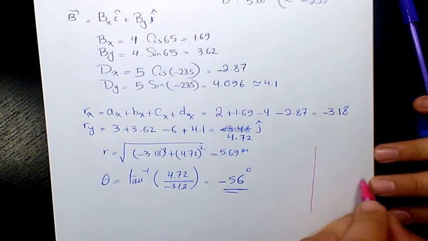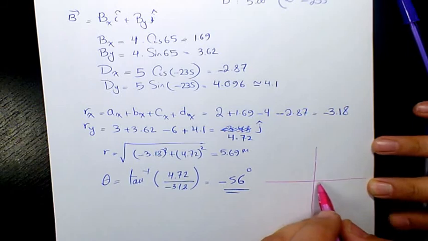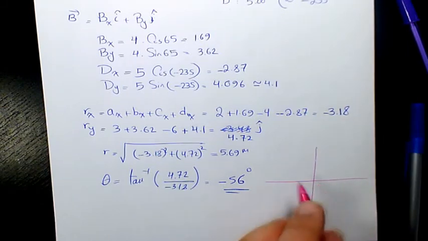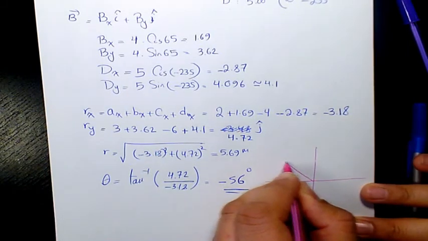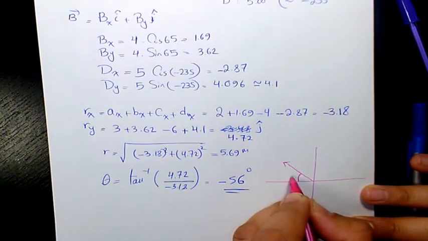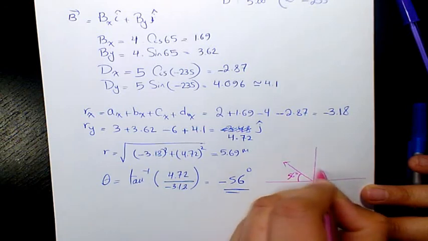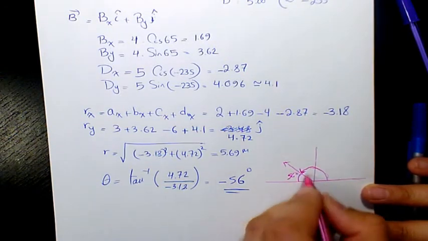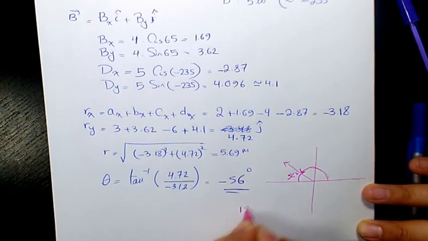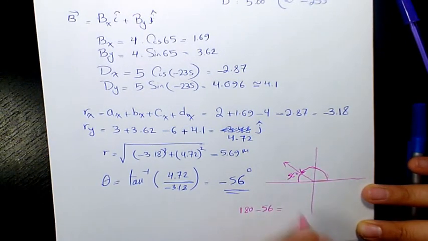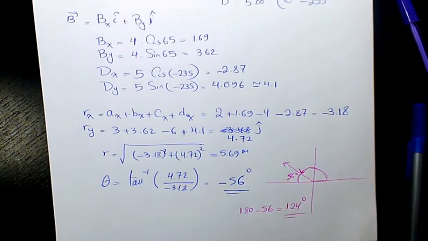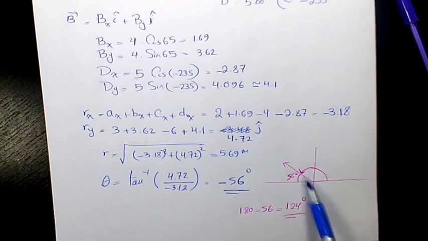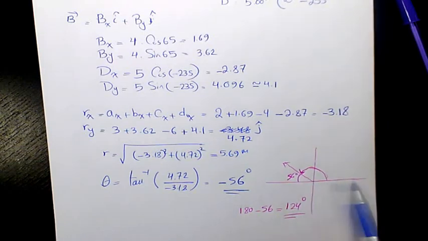So it is going to be somewhere here, and this one is 56 degrees. So from here to here, that's what we are looking for from positive x. We have 180 minus 56. 180 minus 56 is going to be 124 degrees. That's going to be the angle from here to the positive x-axis.